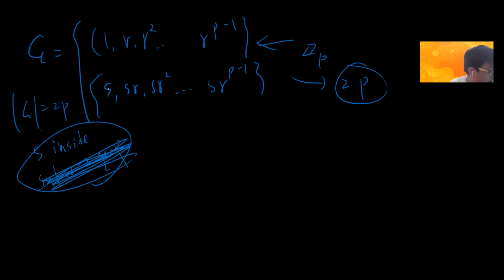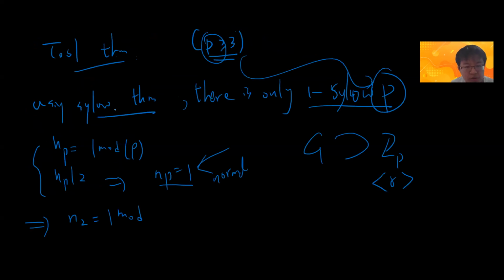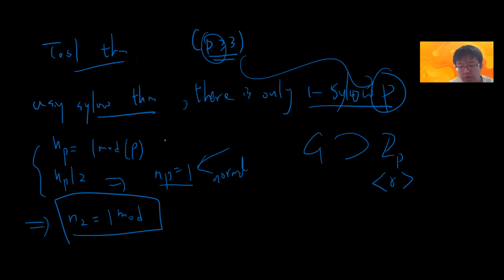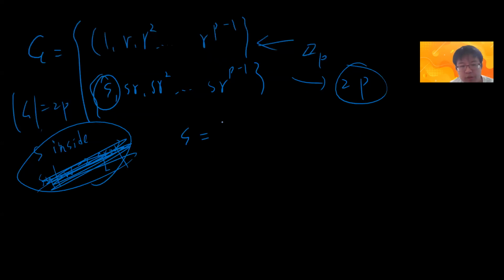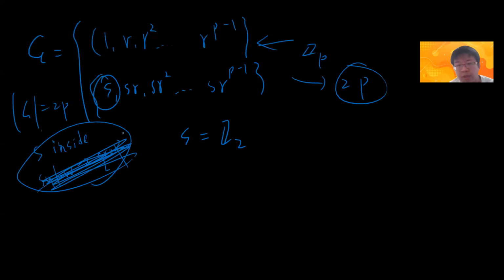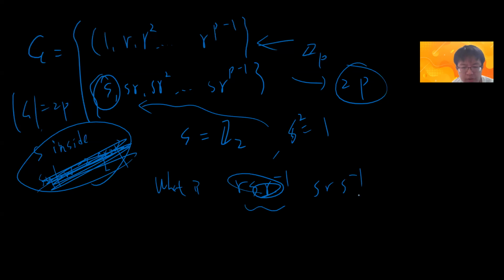So since there is a Sylow 2-subgroup, I can define this S to be a generator of the Sylow 2-subgroup. By the Sylow theorem, there's always a Sylow 2-subgroup. Okay, so S squared will be 1, and I can make this table, right? So the only problem is that we need to figure out what S R S inverse is.